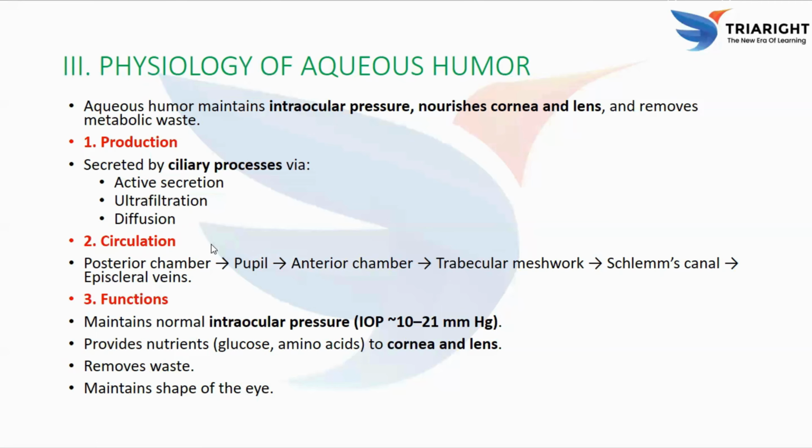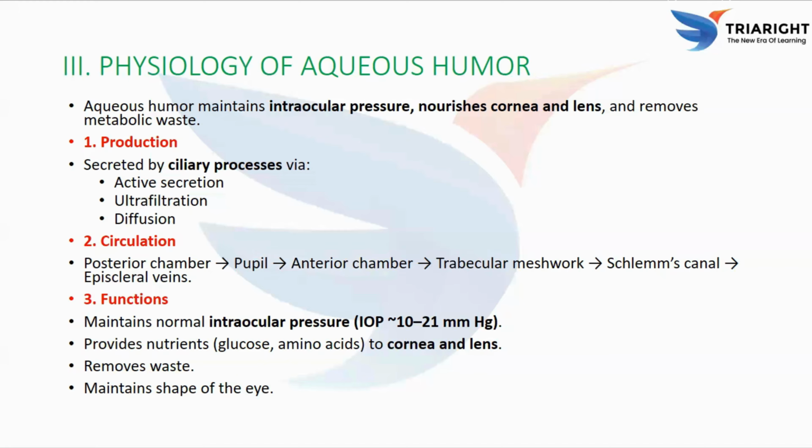So this keeps the intraocular pressure stable by maintaining a balance between the production and drainage. So what are the functions of the aqueous humor? It maintains the intraocular pressure. The normal intraocular pressure is 10 to 21 mmHg. So it maintains the shape of the eyeball. It also prevents the collapse of the chambers.